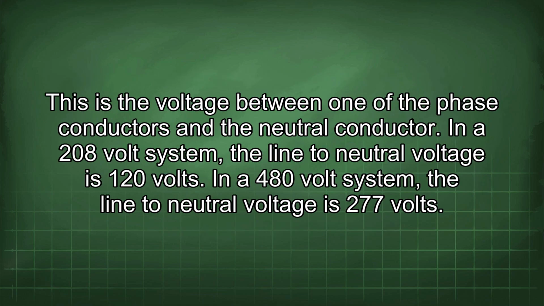This is the voltage between one of the phase conductors and the neutral conductor. In a 208-volt system, the line to neutral voltage is 120 volts. In a 480-volt system, the line to neutral voltage is 277 volts.